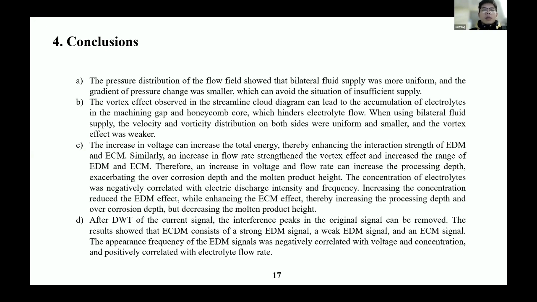After DWT of the current signal, the interference peaks in the original signal can be removed. The results showed that ECDM consists of a strong EDM signal, a weak EDM signal, and an ECM signal. The appearance frequency of the EDM signals was negatively correlated with voltage and concentration, and positively correlated with electrolyte flow rate.